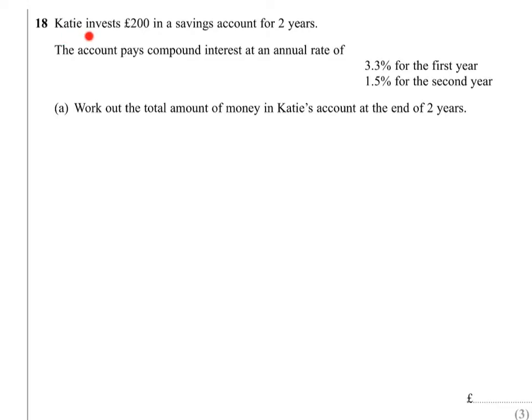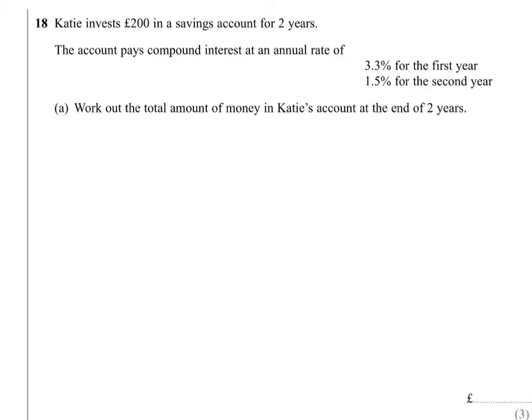Question 18. Katie invests £200 in a savings account for 2 years. The account pays compound interest at an annual rate of 3.3% for the first year and 1.5% for the second year. Work out the total amount of money in Katie's account at the end of 2 years.